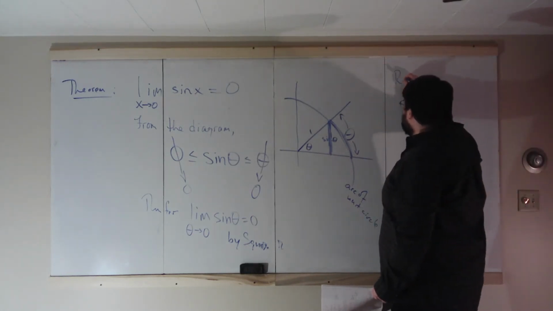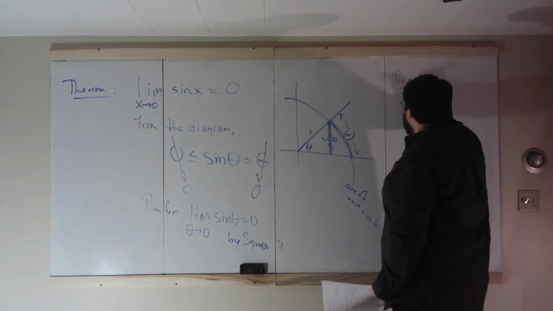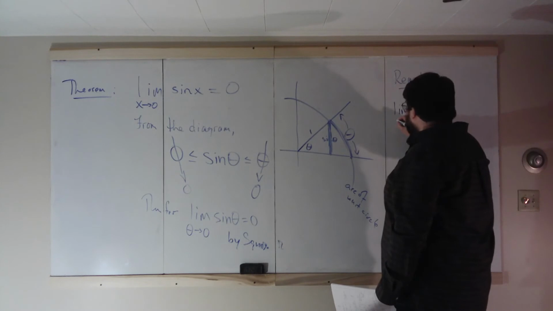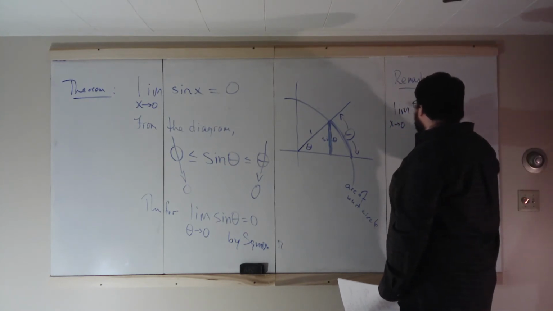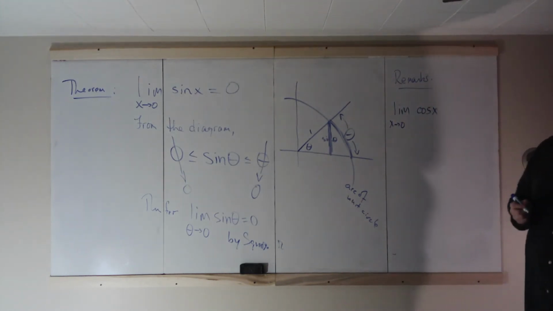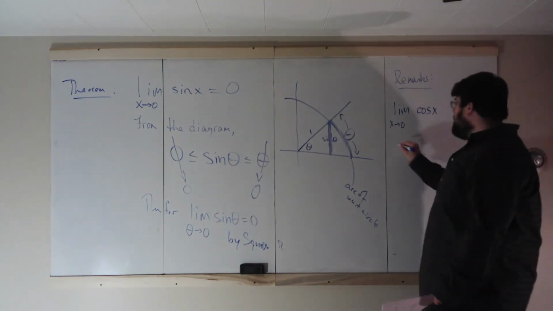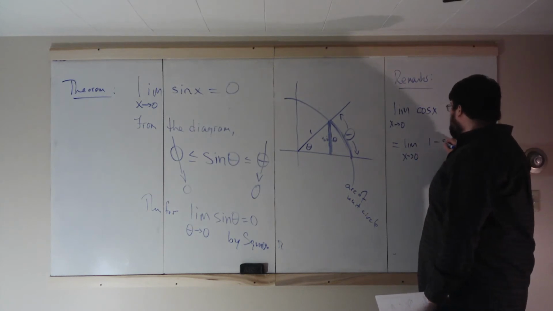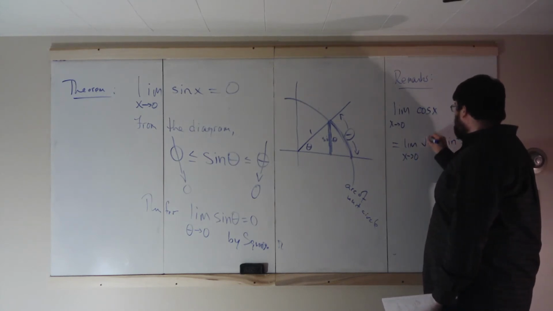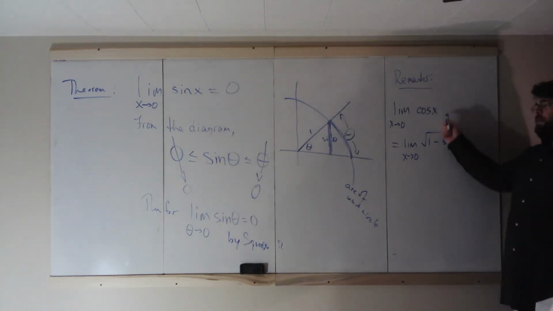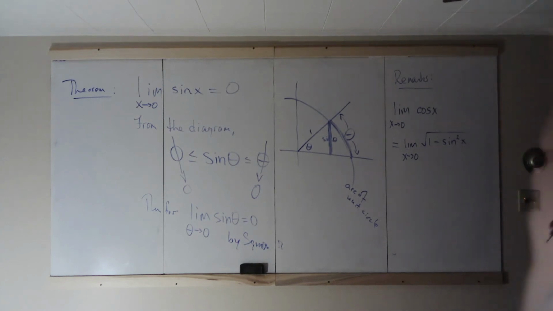We could just make a couple of remarks. I mean, these are also theorems technically, but I'm just going to call them remarks. Limit as x goes to 0 of cosine x, well, we'd like it to be 1 through a direct substitution, but we don't have direct substitution for trig functions and limits yet. But what we do have is a relation between sine and cosine. Sine squared plus cosine squared is 1, so cosine is root 1 minus sine squared. And we have the limit laws.